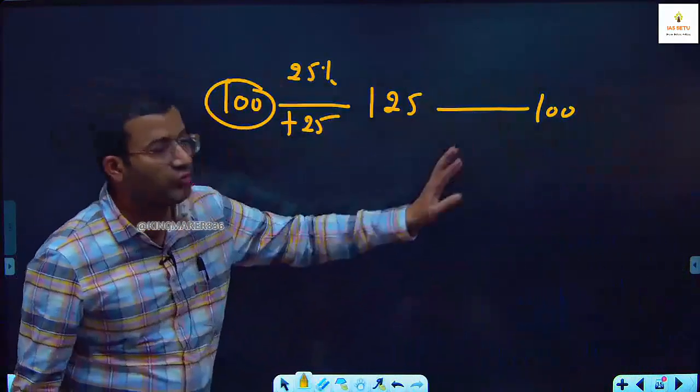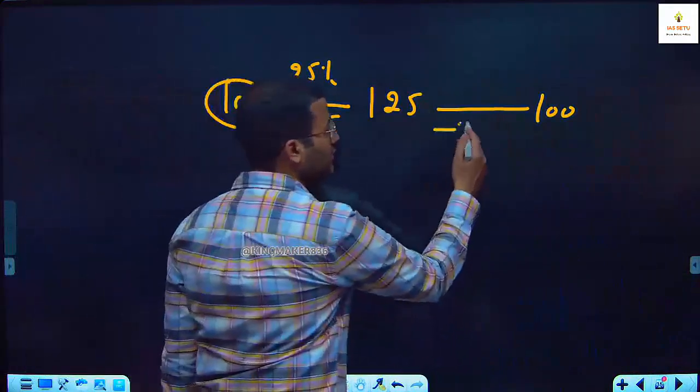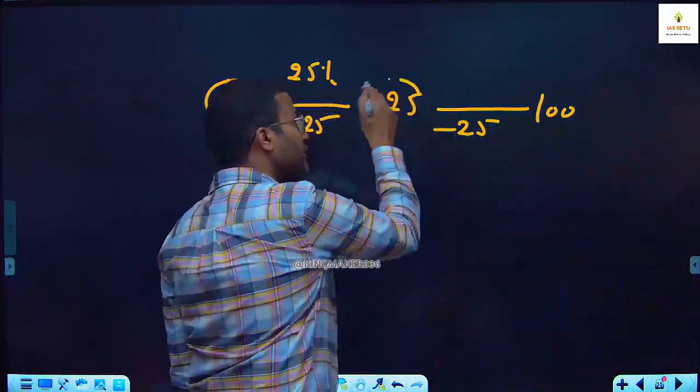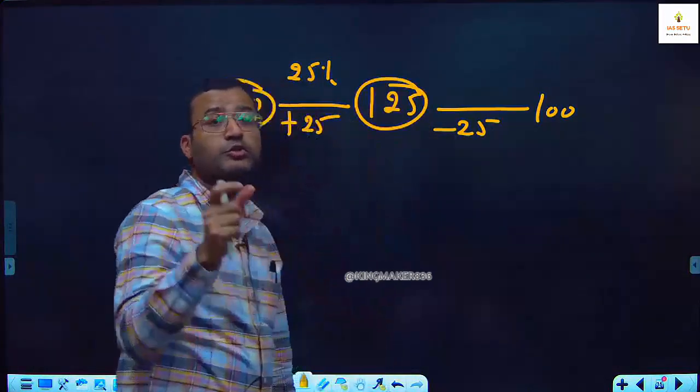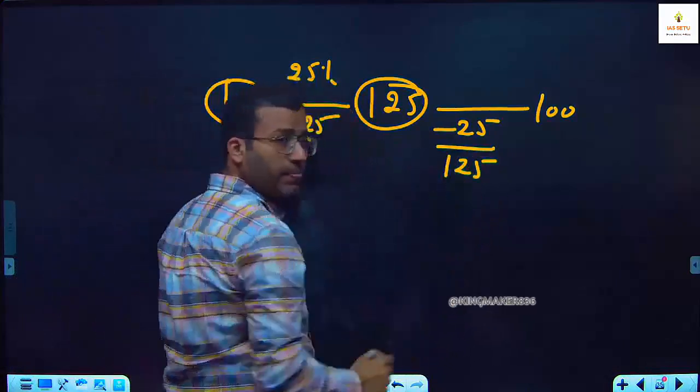Tell me, from 125 to 100 क्या करना होगा? घटाना. कितना? 25. किसमें से? 125 में से. तो there should be a reduction of 25 out of 125.